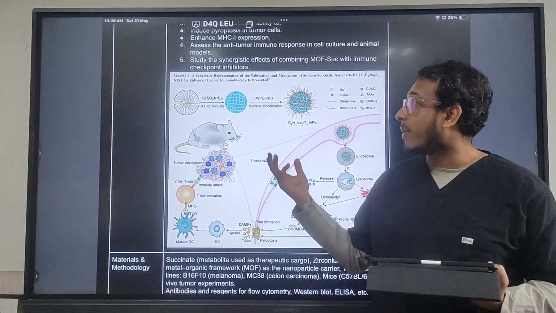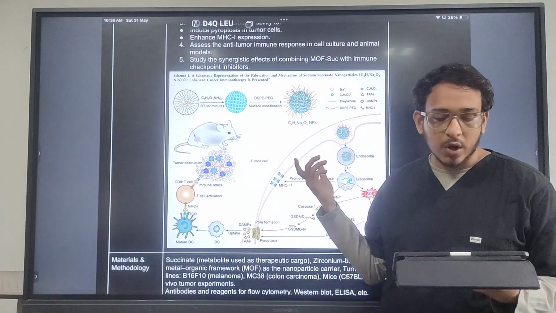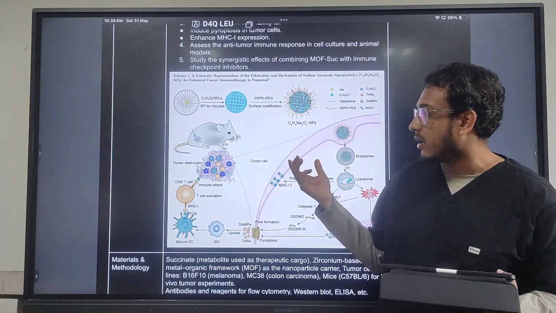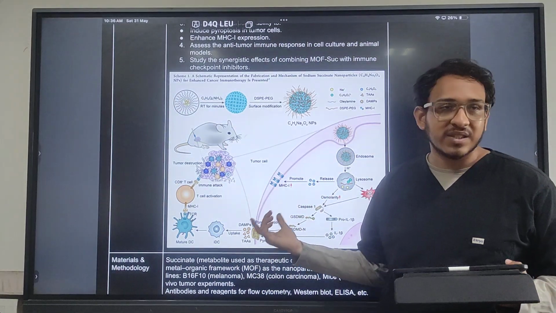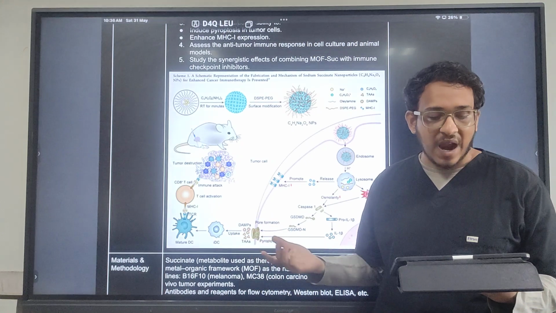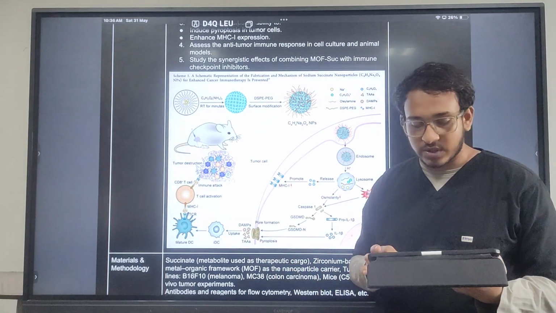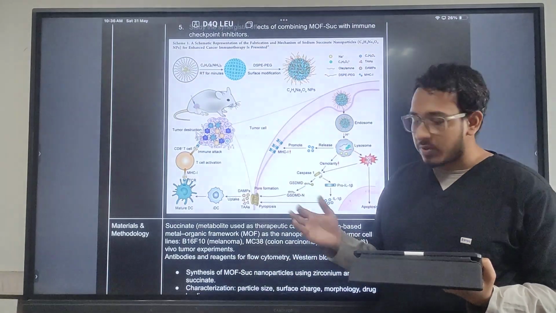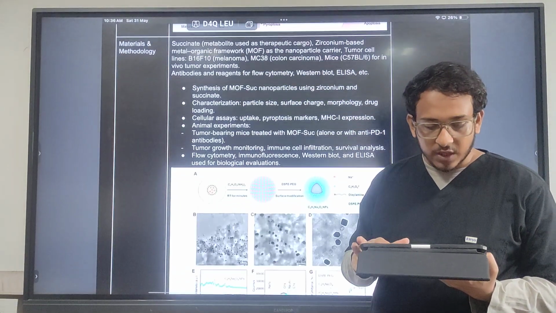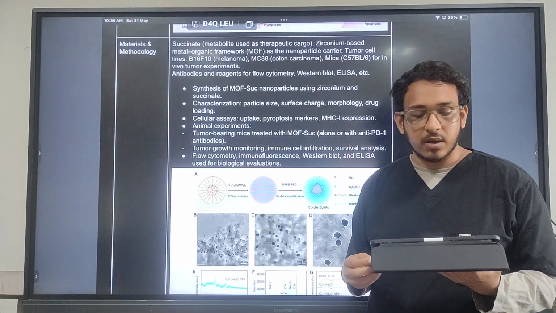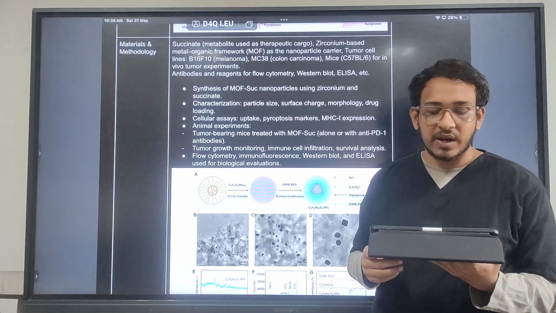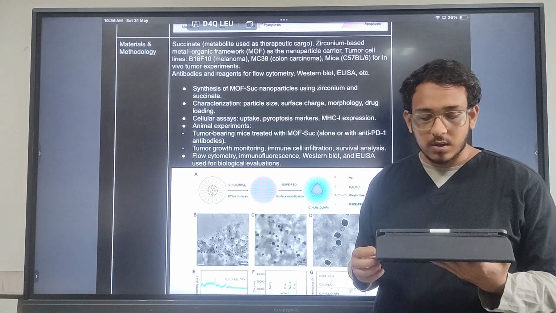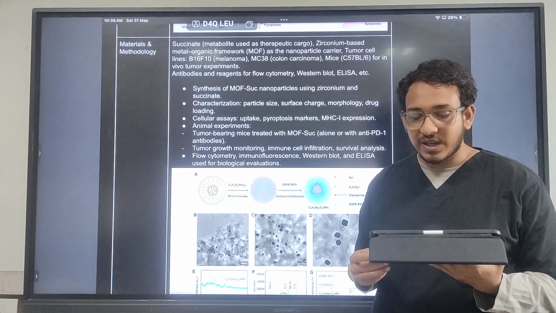They made the nanoparticles and made them biocompatible, and then inserted them into the cells, which will promote the MHC1 expression and also induce pyroptosis to kill the tumor cells. So the materials and methodology: the succinate metabolite is delivered using a zirconium-based metal organic framework as the nanoparticle carrier.